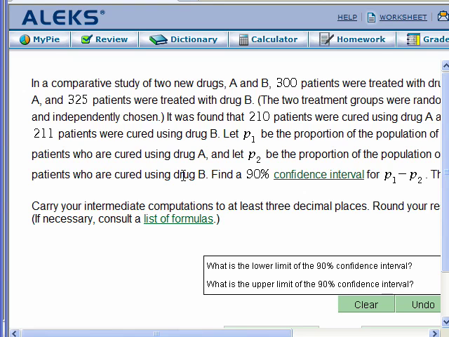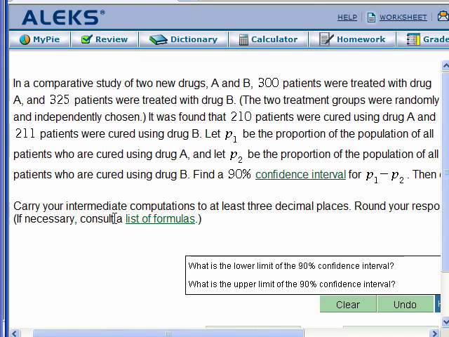I'll be doing a movie on finding the confidence interval for the difference of two population proportions. So we have a problem opened up for us here, so let me slide it so all of it will be on the screen. A comparative study of two new drugs, A and B.